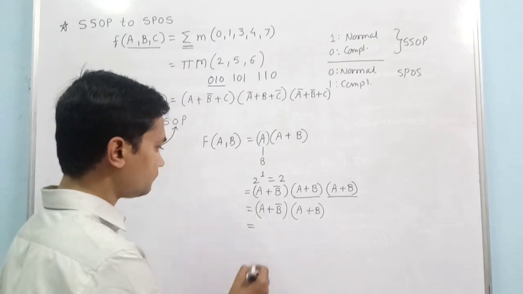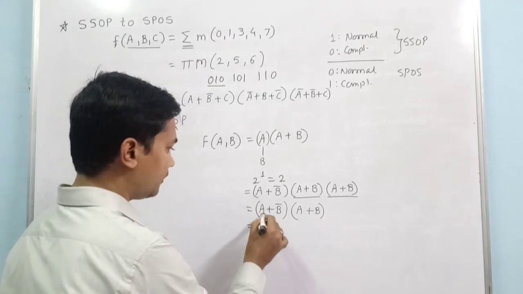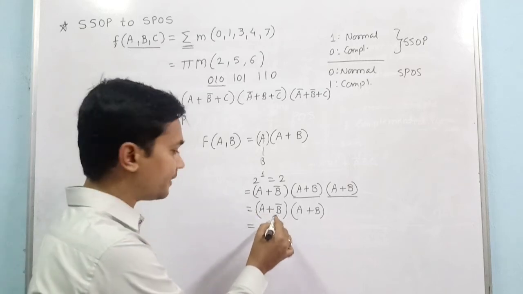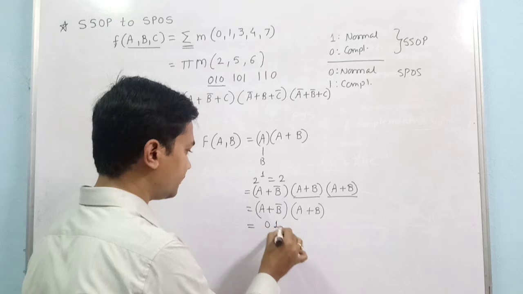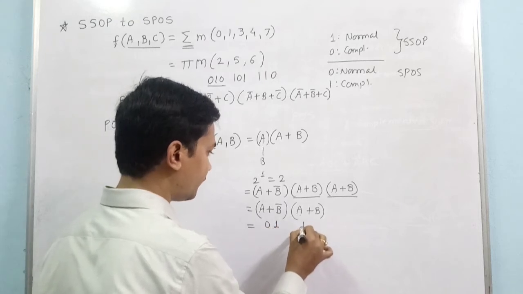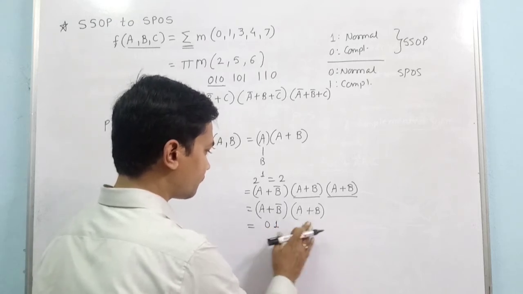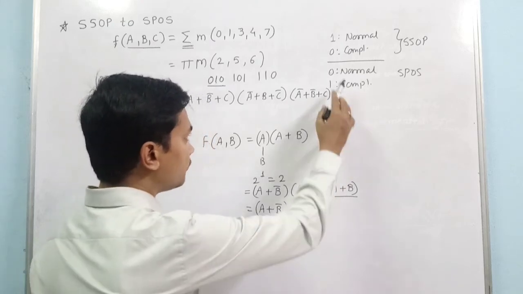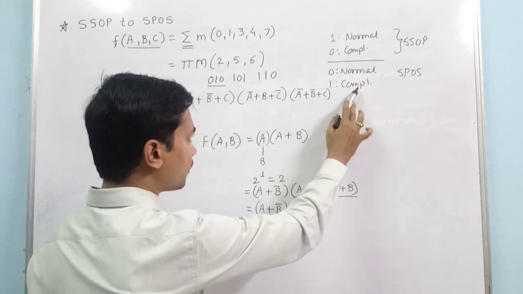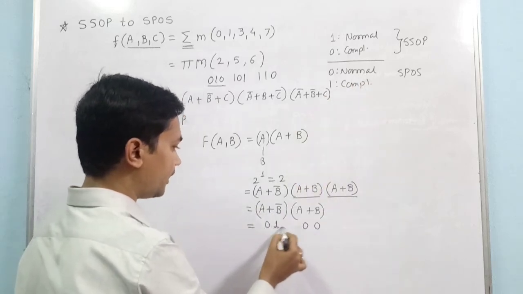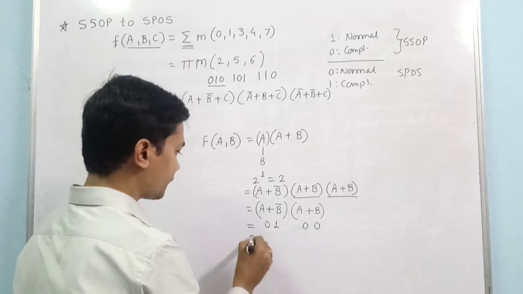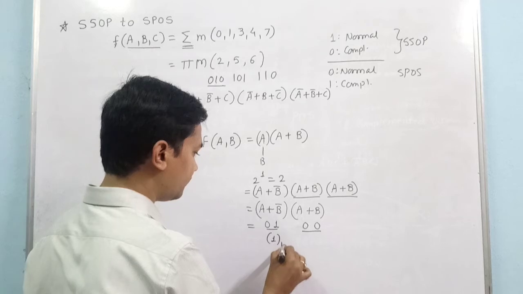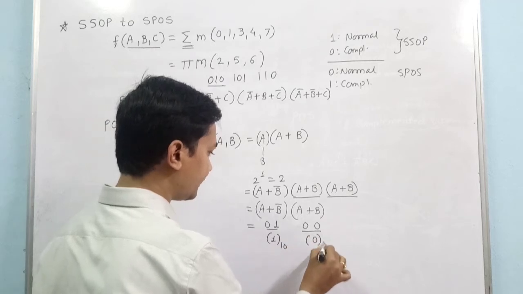So now what is this a plus b bar? Take 0 for normal variable and take 1 for complemented variable. So 0 1, then 0 0. Okay, so we take 0 for normal variable and 1 for complemented variable. So I took here 0 1 because bar is there. Okay, now this combination in decimal is what? This is 1 in decimal and this is 0 in decimal.